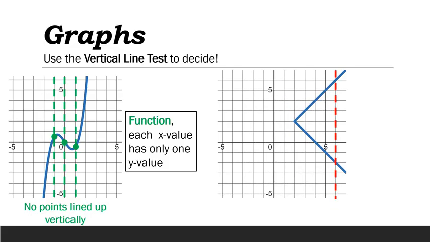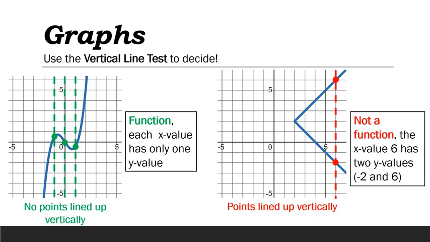For this graph, if I use that vertical line test, I can see just for this particular vertical line that it crosses two different times on my graph. So it crosses once up at +6 and a second time down at -2 for the same x value. So since I had points lined up vertically, this is not going to be a function. And for the particular x value that I chose to draw my vertical line through, which was +6, that x value of 6 has two y values, one at -2 and the other one's at +6. So it is not a function. And that's it.